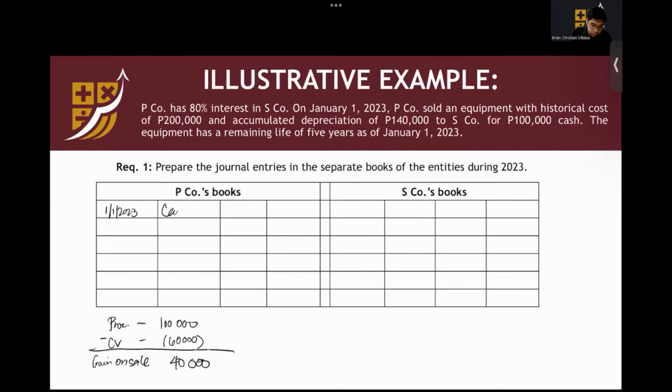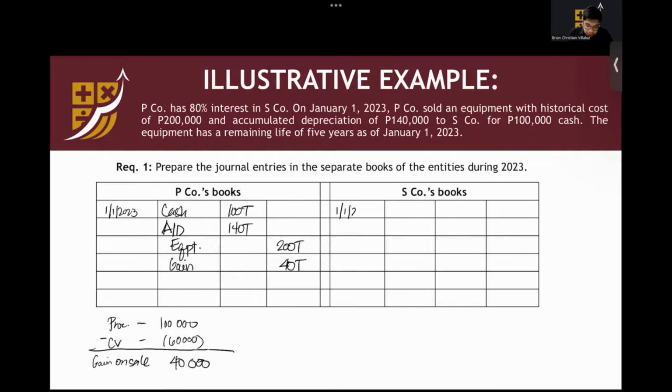So, how do we journalize the sale? Debit cash, 100,000. Debit accumulated depreciation, 140,000. Credit equipment, equal to its historical cost of 200,000 and recognize your gain on sale amounting to 40,000. So that is the journal entry in the books of P company. Let's now move on to the books of S company.